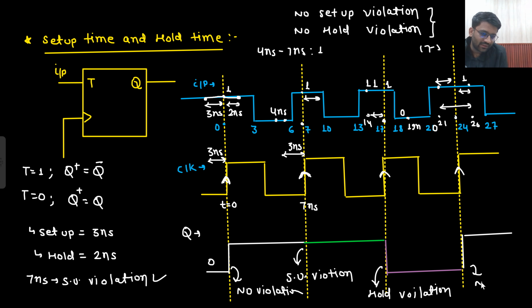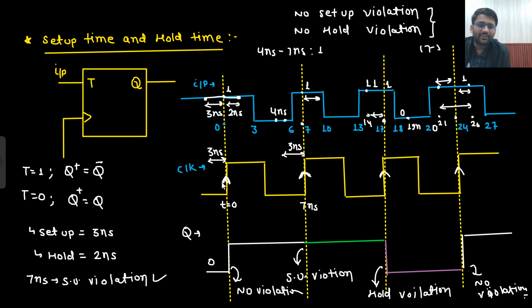This was also the condition where there is no violation, and we have understood the meaning of setup violation and hold violation as well. So here there was setup violation, here there is hold violation. So did you understand the meaning of setup time and hold time? Setup means input should be already stable. Hold means input should be stable for the next hold time as well. Is that understandable to you?